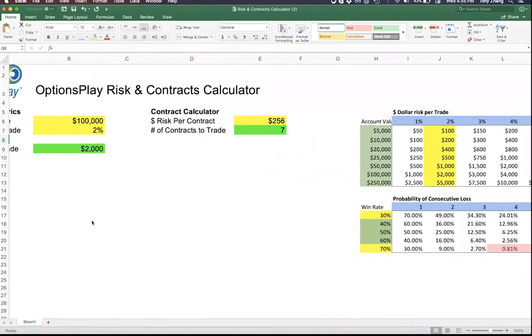Like I said, if let's say you have a $70,000 portfolio, that means you can risk $1,400 per trade.